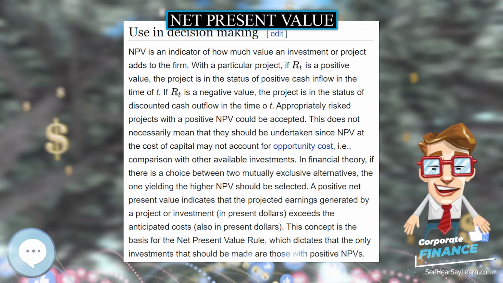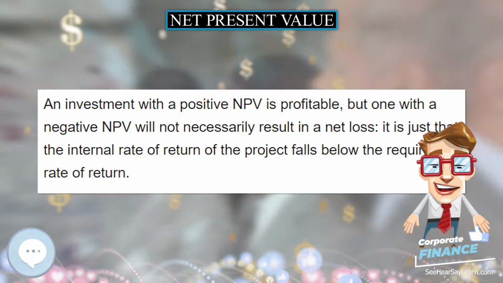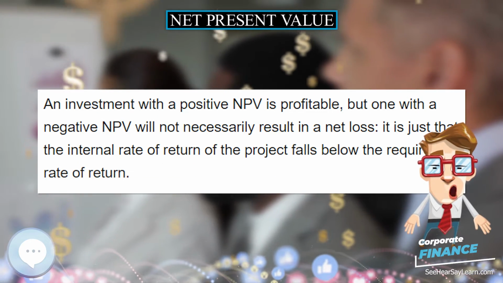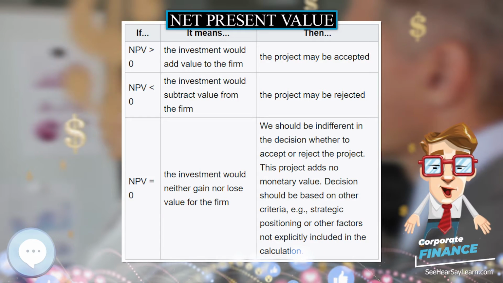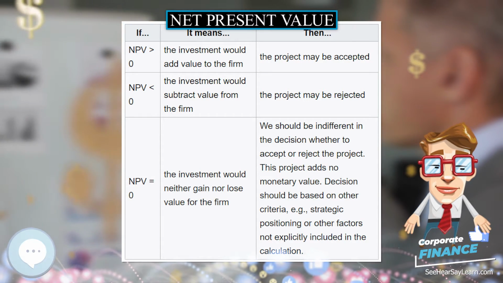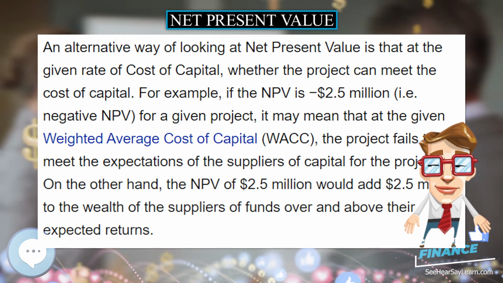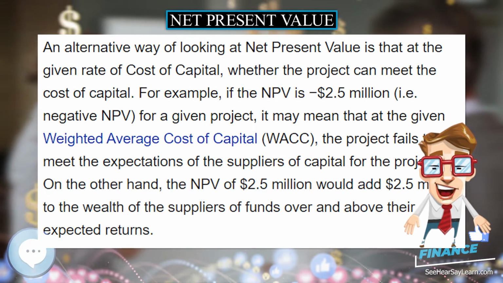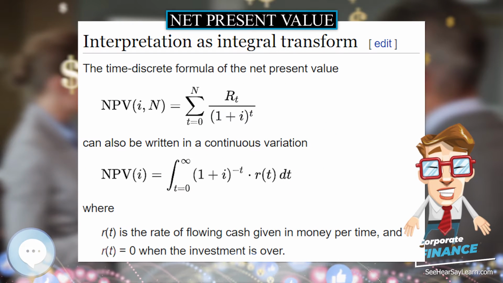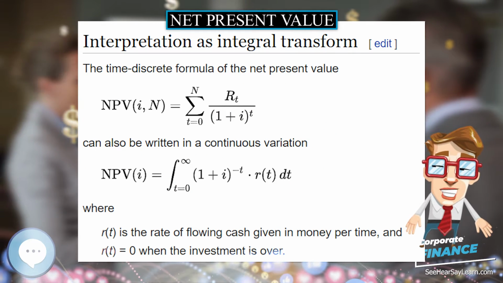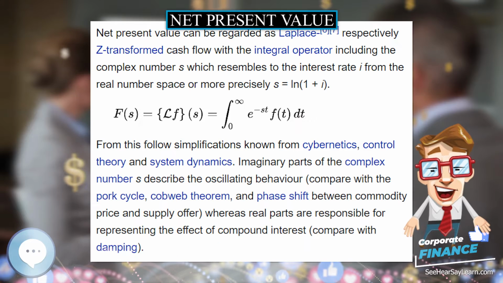Given the period cash flow pairs T, R sub T, where n is the total number of periods, the net present value NPV is given by.